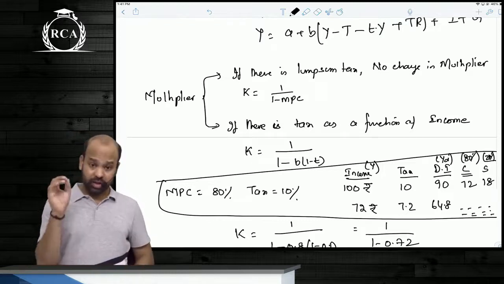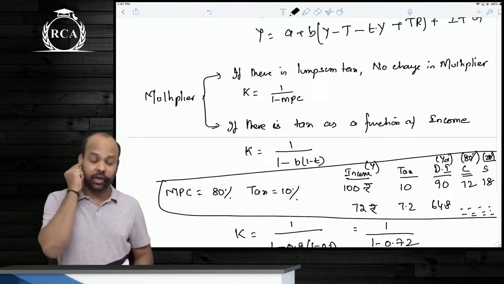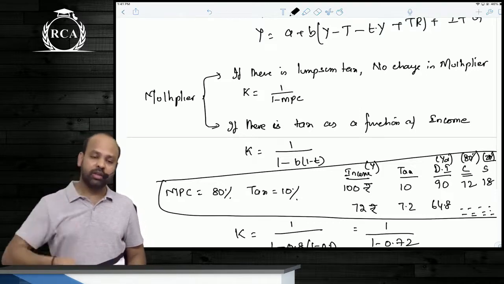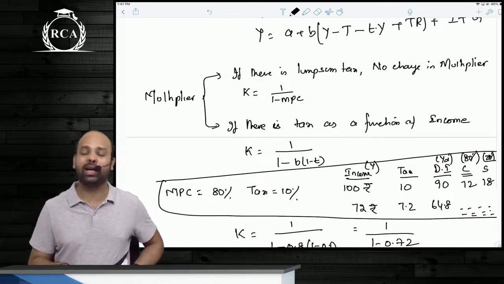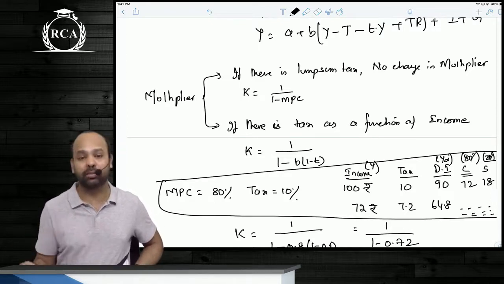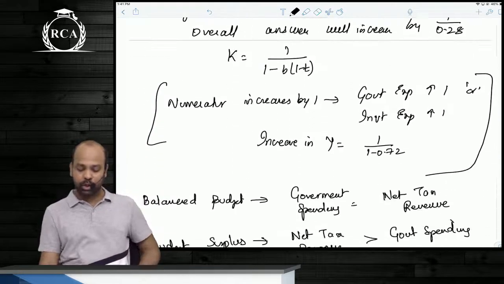As the amount of tax going to the government, that is the leakage, is increasing, while injection remains constant, obviously the multiplier effect will reduce. So if taxes are levied as a percentage of income, the multiplier is 1 divided by 1 minus b into (1 minus t). Understood? I gave you an example to make you understand all of that.